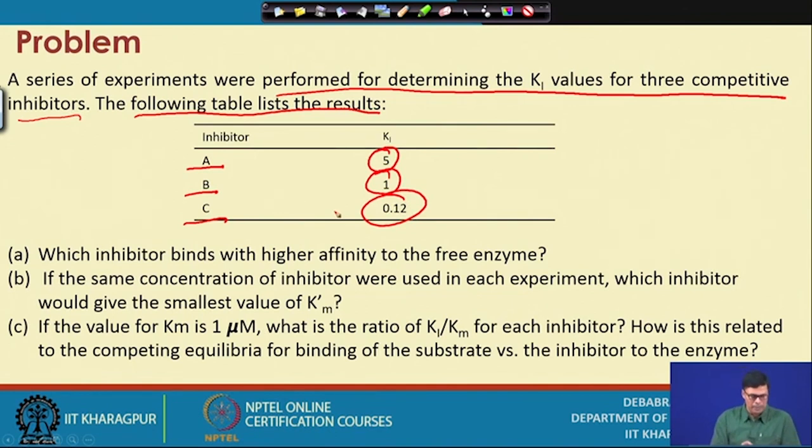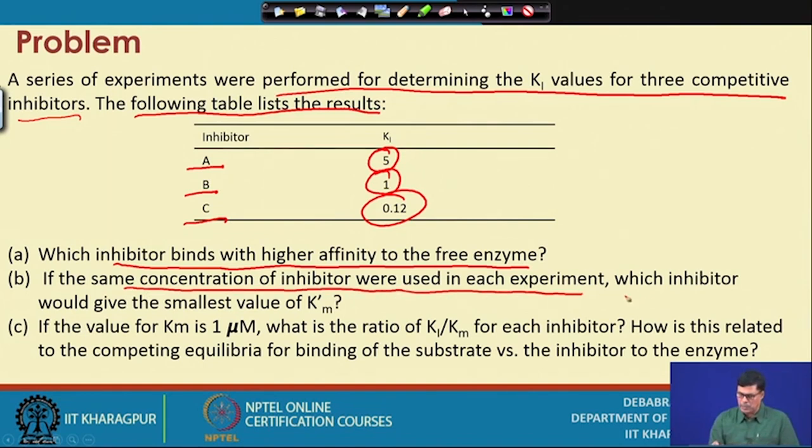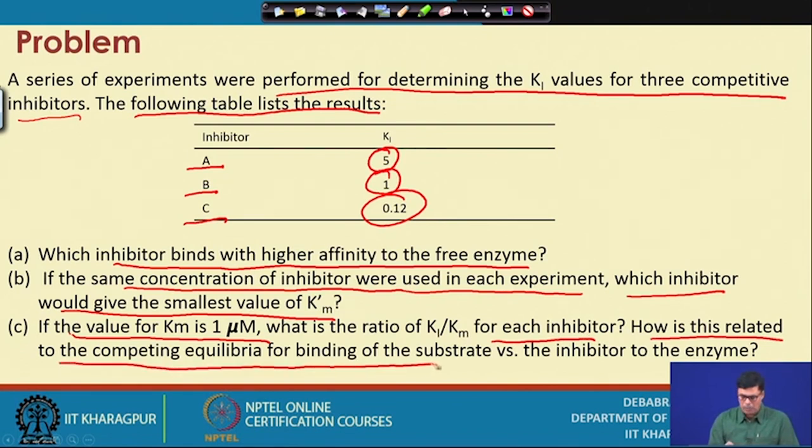Now, what we shall have to find out is which inhibitor binds with higher affinity to the free enzyme. If the same concentration of inhibitor were used for each experiment, which inhibitor would give the smallest value of Km dash? And if the value of Km is 1 micromolar, what is the ratio of Ki by Km for each inhibitor, and how is this related to the competing equilibrium for binding substrate versus the inhibitor to the enzyme?